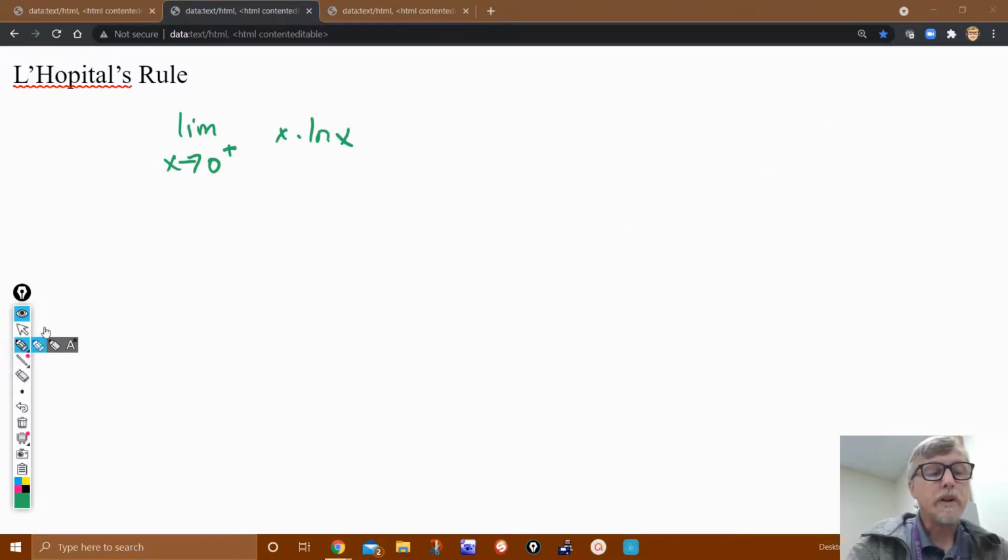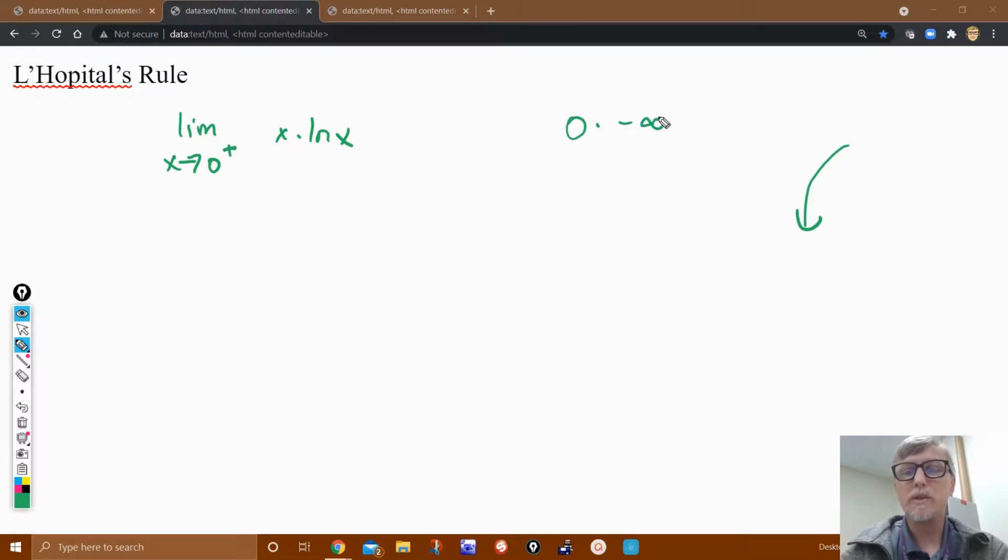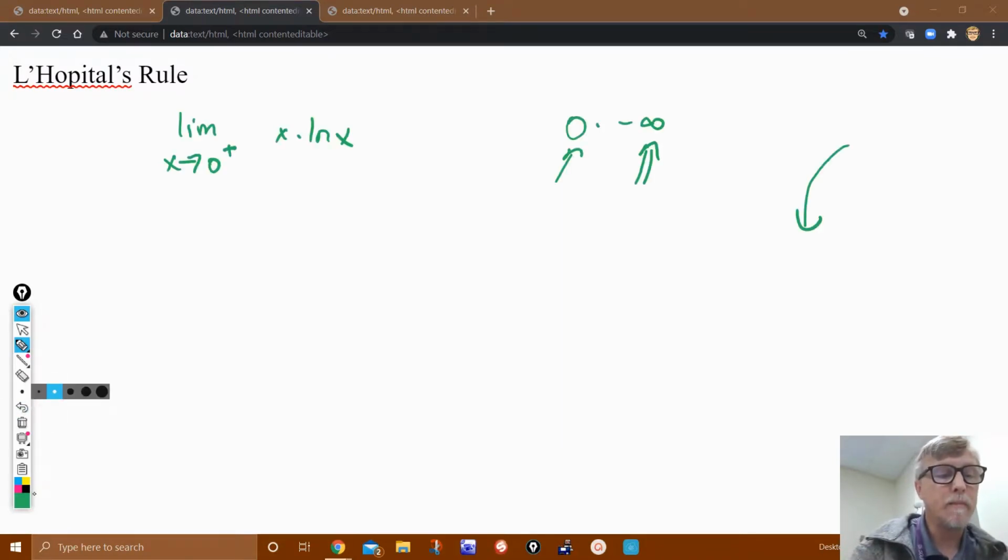And if we were to try to evaluate this expression at x equals 0, we would get 0 times the natural log of 0. Remember, from the right, that is like negative infinity. So one thing is getting very, very close to 0 and getting small, and another thing is becoming infinitely negative. They're sort of warring against each other, and we don't know what happens.